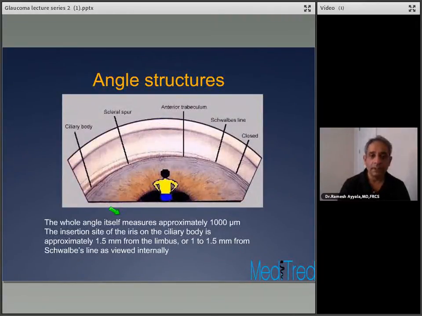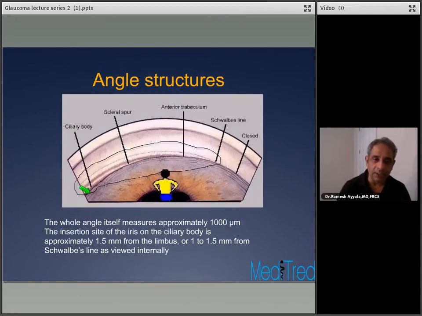So this is what you'll see when you do gonioscopy, if you're looking into the eye at the angle, and this is exactly what you're going to see. It's important that you understand these landmarks as you examine patients with glaucoma, to understand the pathophysiology of glaucoma. And also it's important for you to know these landmarks not only from the clinical diagnostic point of view, but also to understand how to do some of the newer canal procedures, such as the eye stent implantation or trabectome, etc. So the whole angle itself measures approximately 1,000 micrometers.